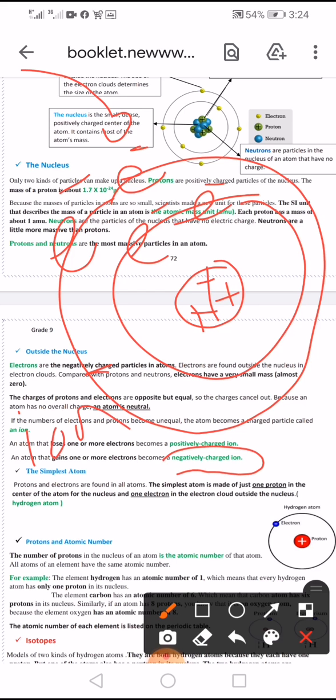So an atom that loses one or more electrons becomes a positively charged ion. When an atom gains one electron, or two electrons or more, it becomes a negatively charged ion.